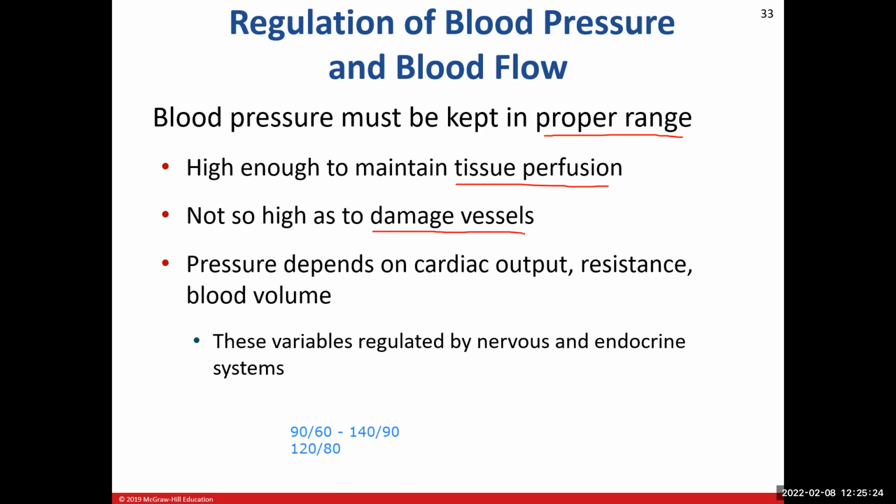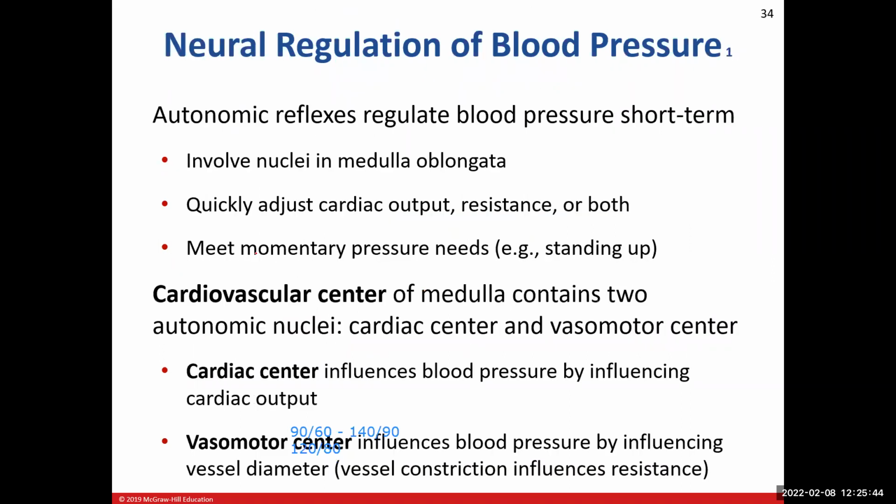So when we talk about blood pressure, we're going to be looking at cardiac output, resistance, and then blood volume. That's going to be regulated by your control system, both the nervous and the endocrine system. So that's very important that you understand that. So let's look at how the nervous system is going to affect all of this.